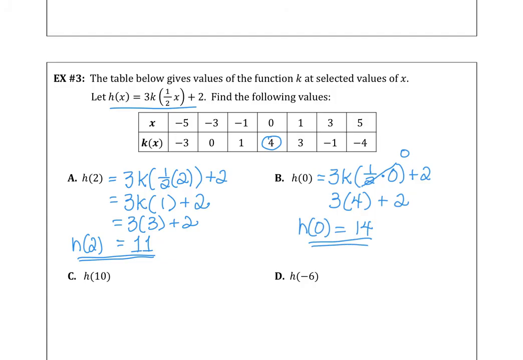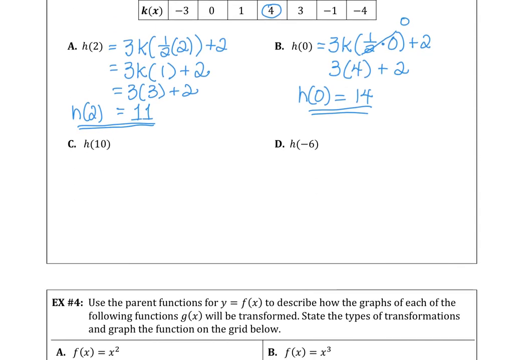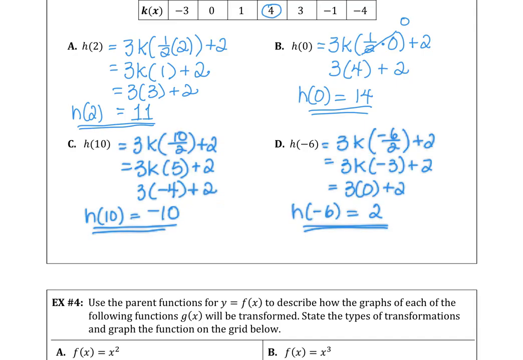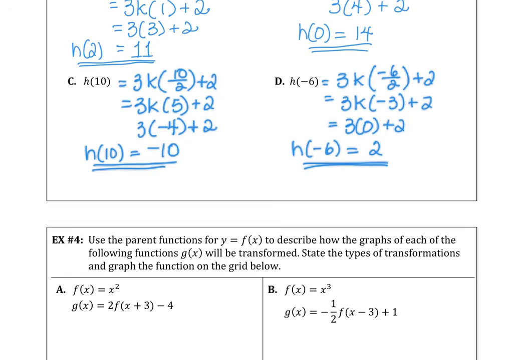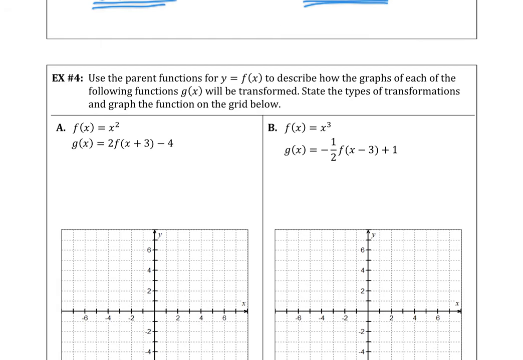If you want to give these a try, you could turn off my video and try the last two on your own to be sure you understand the process. You can see from my work the h of 10 became negative 10 and the h of negative 6 becomes 2.